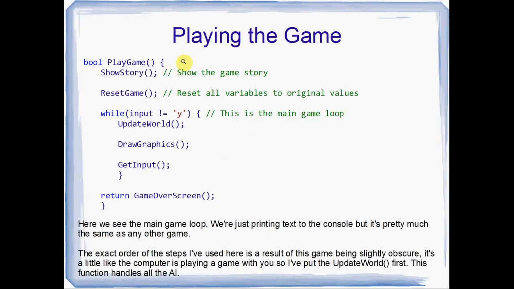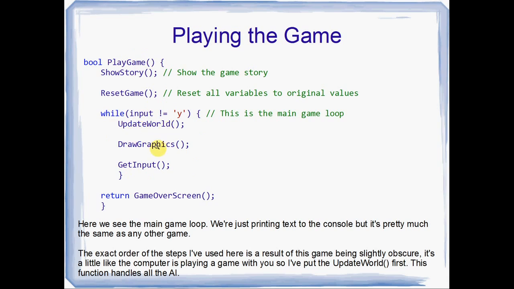Okay, so once they say that they want to play the game, it comes to this. And this is the main playing the game function. It shows a story, then it resets the game. And then we've got the actual main play loop, or the main game loop, here. So play game is sort of the main game function, but the actual game loop that repeats over and over again is right here.